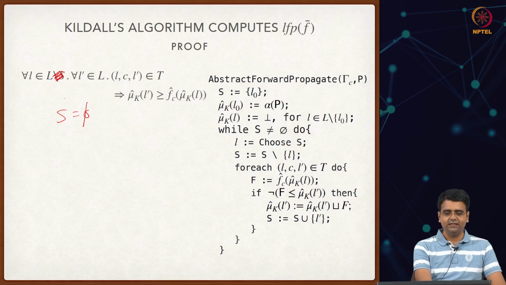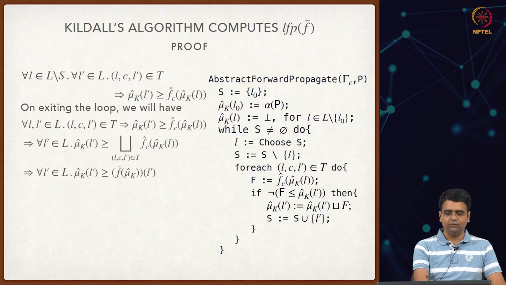And now all we are saying is that for every pair of locations L and L prime such that there is an edge from L to L prime, this mu hat k at L prime is greater than or equal to f at C of mu hat k of L. Okay. So that's what you get. So on exiting the loop, we have this particular property that for every edge, or rather for every pair of adjacent locations, L C L prime belongs to T, mu hat k of L prime is greater than or equal to f at C of mu hat k of L.